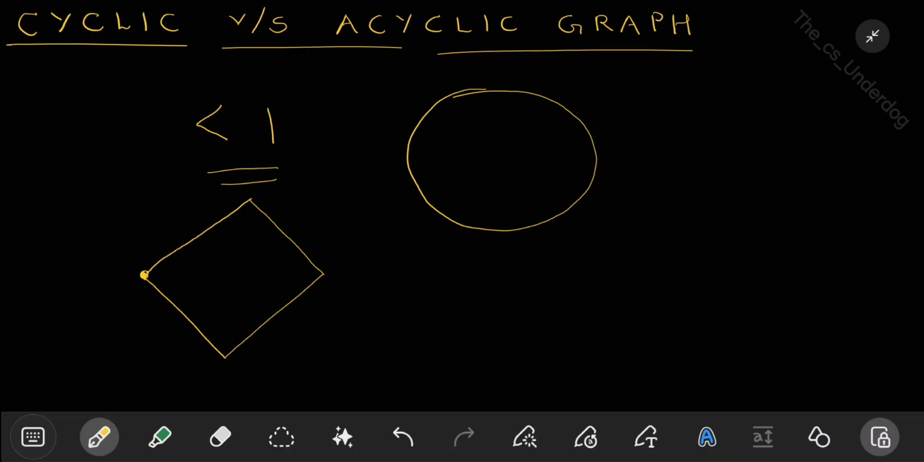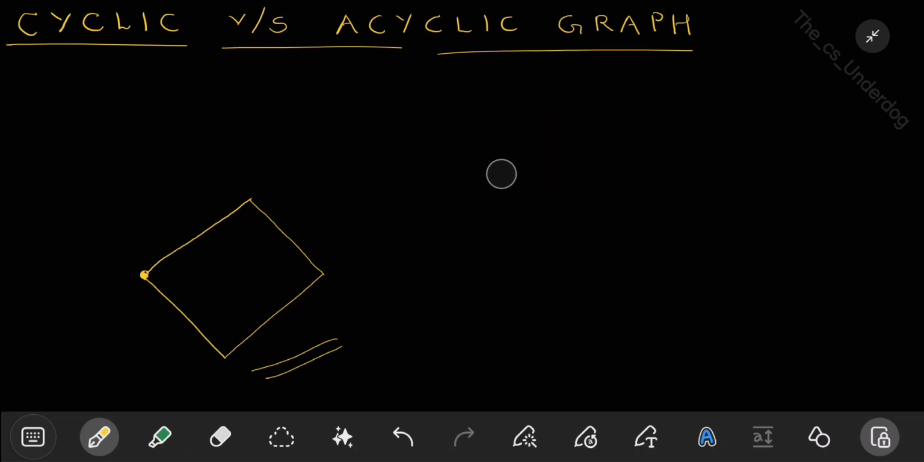But there is one more condition. The condition is, you should not be using the same edge more than once. Why should you have this condition? The reason is, let us say you have a graph like this. This is a vertex. This is also a vertex. This is also a vertex. And you are having these two edges in the graph.